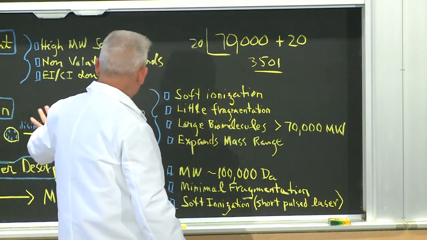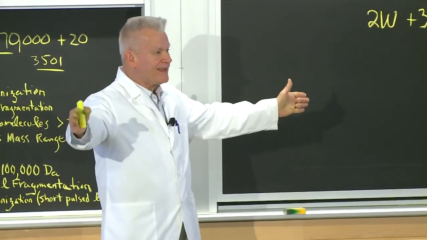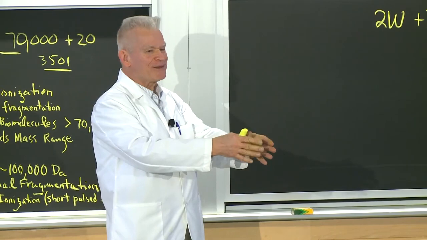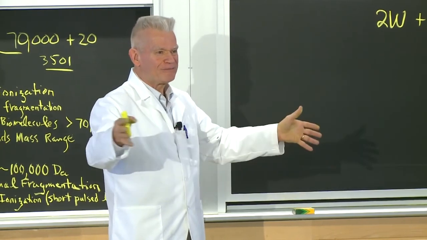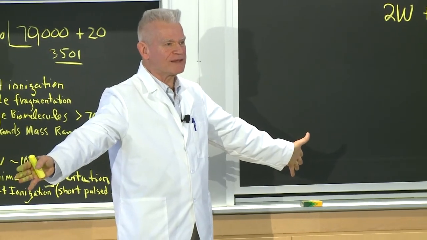So the advantage of this technique is you can take molecules that are 70, 80,000, and your peaks could come out at 3,500 or much less. So it expands the whole mass range of using a mass spectrometer.